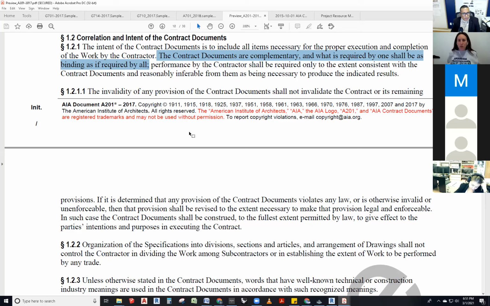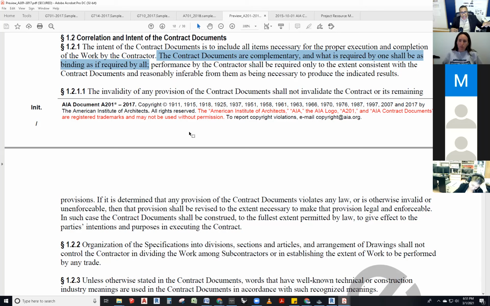Yes. So if there's a discrepancy between your specifications and drawings, is it the responsibility of the contractor to question it, like in an RFI, or do we just pick it up in a shop drawing review?